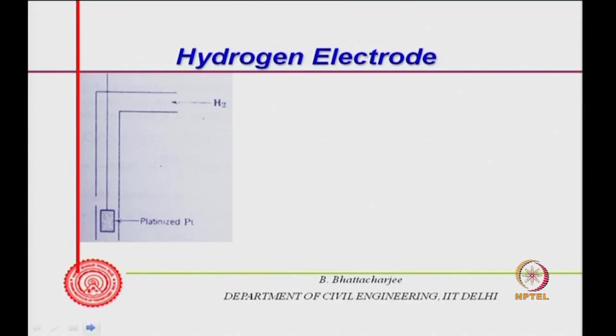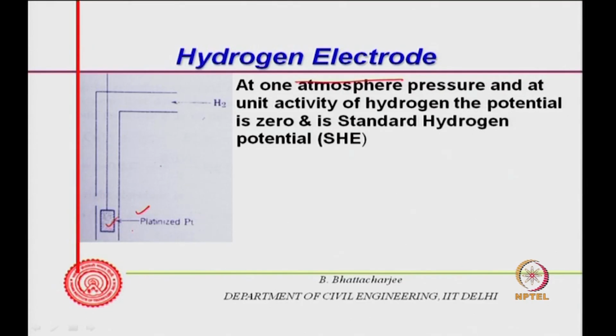Now, the reference electrode whose potential is taken as 0 is the hydrogen electrode. A hydrogen electrode is one which has a platinized platinum, and you pass hydrogen at 1 atmosphere pressure and at unit activity, concentration of hydrogen is unity, potential is 0 and is standard hydrogen potential. That is measured under standard conditions, and we call it 0.